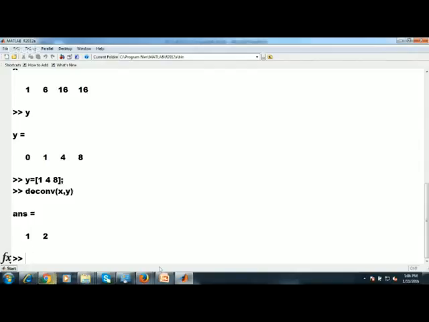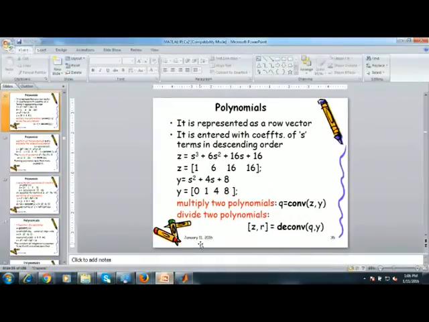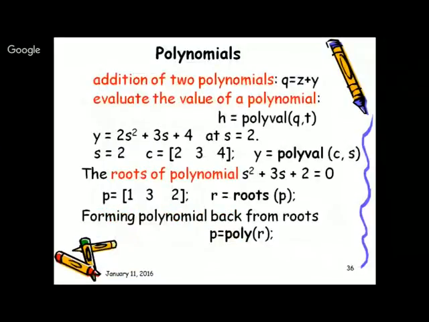Okay. Now we have more commands with polynomials. Let me go fast. Addition of two polynomials, simply add x plus y. Then evaluate the value of a polynomial. I have 2s square plus 3s plus 4. If s is equal to 2, what would have been the value? 4 into 2, 8 plus 6 plus 4.